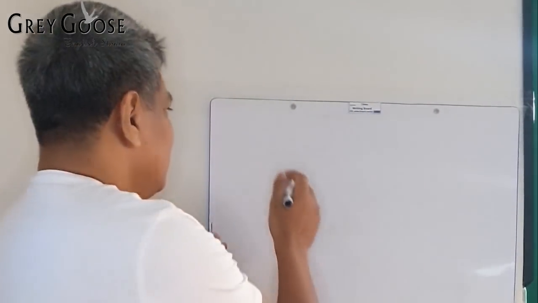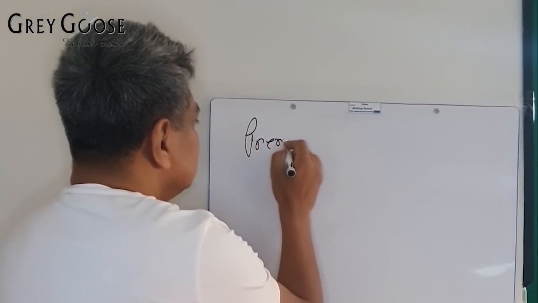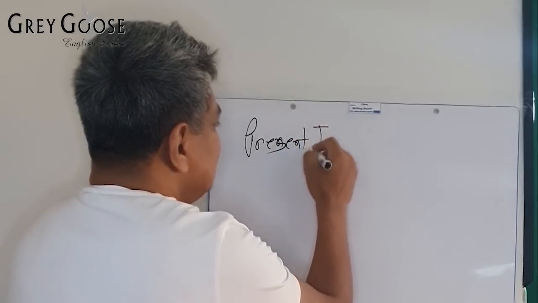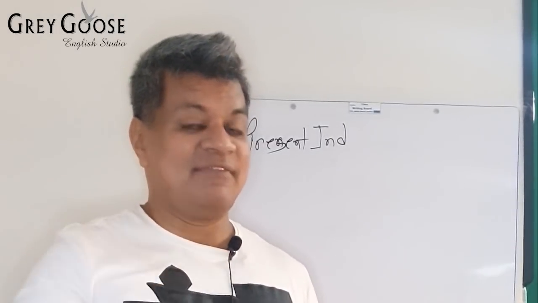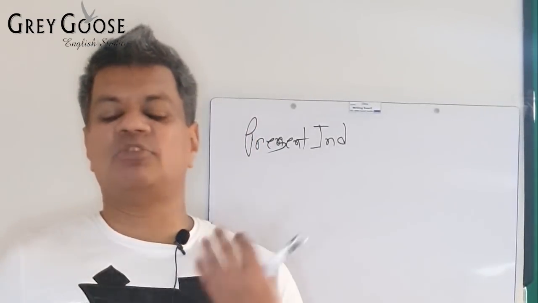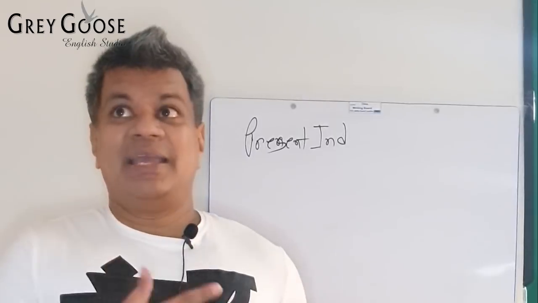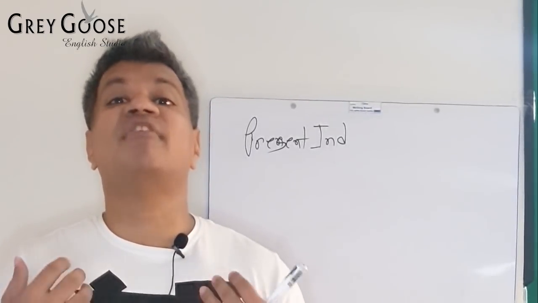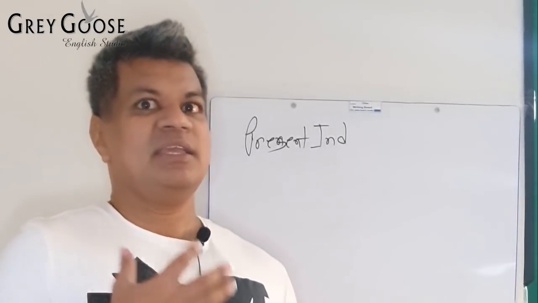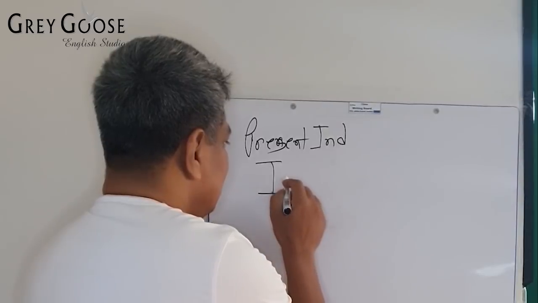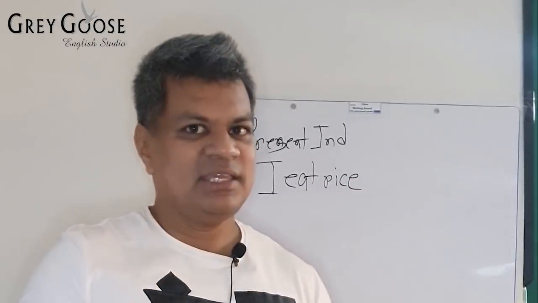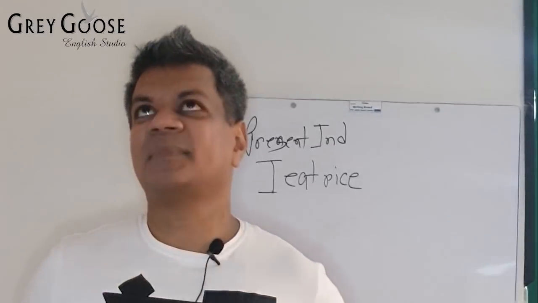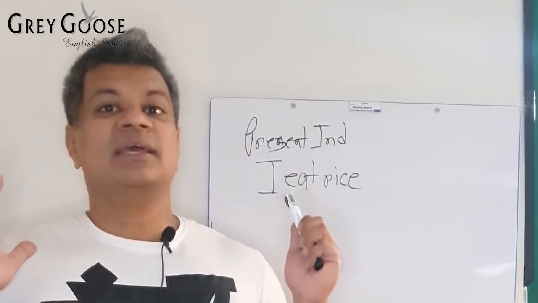So, you remember the first son, present indefinite. I will write that in short. That's the first son of present. Now, let me give you a very simple example of present indefinite. Present indefinite tense means, I eat rice. That's the most simple sentence you can ever find as an example of present indefinite tense. I eat rice. Very simple. Now see, I eat rice. That is a positive sentence.